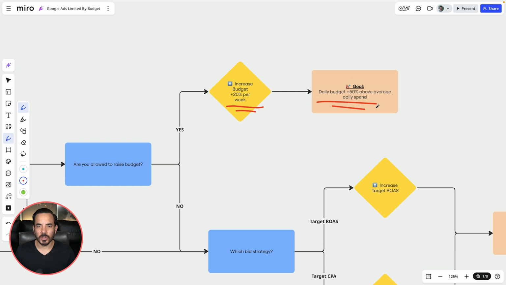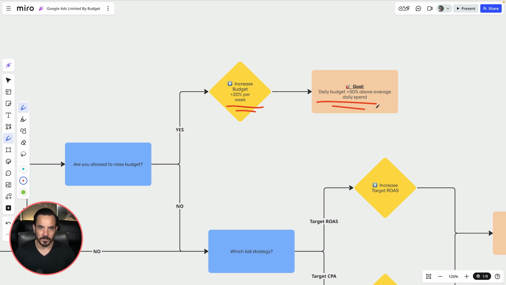The eventual goal you want to get to is to have daily budgets that are around 50% higher than your actual daily spend. Don't worry, you won't actually spend infinite budget here. As you raise your budgets, eventually it will no longer be the budget limiting you, it will be your Target ROAS or Target CPA, which is fine.